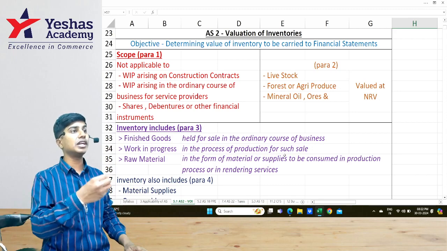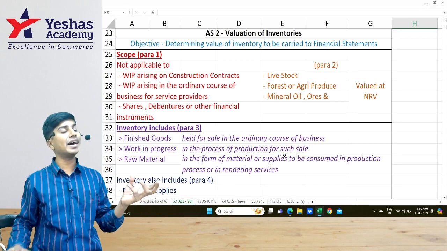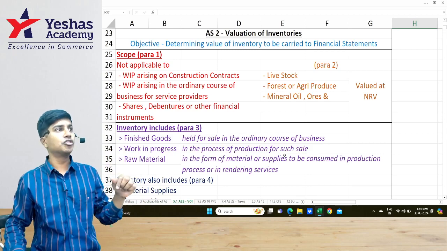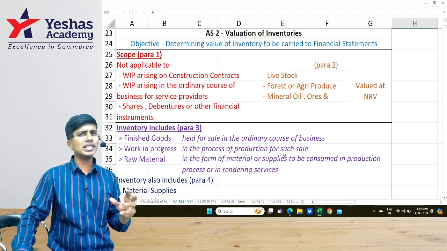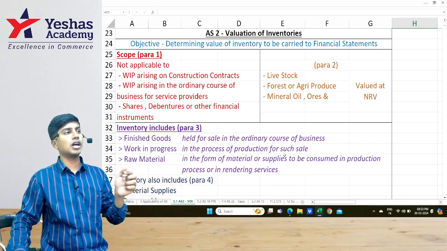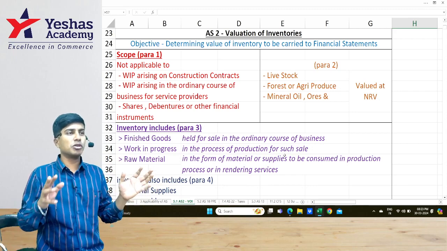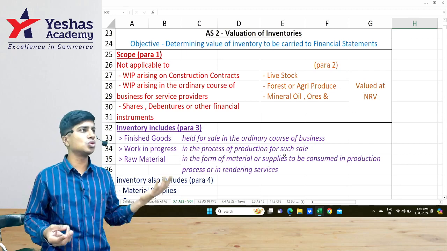standard to valuation of inventory is not applicable. It says it is not applicable to WIP arising in construction contract. It will be regulated as per accounting standard 7. And for WIP arising in service contracts, for which revenue has to be recognized as per accounting standard 9. And for service entity, there is no inventory. If inventory itself is not there, what is AS2 doing there?